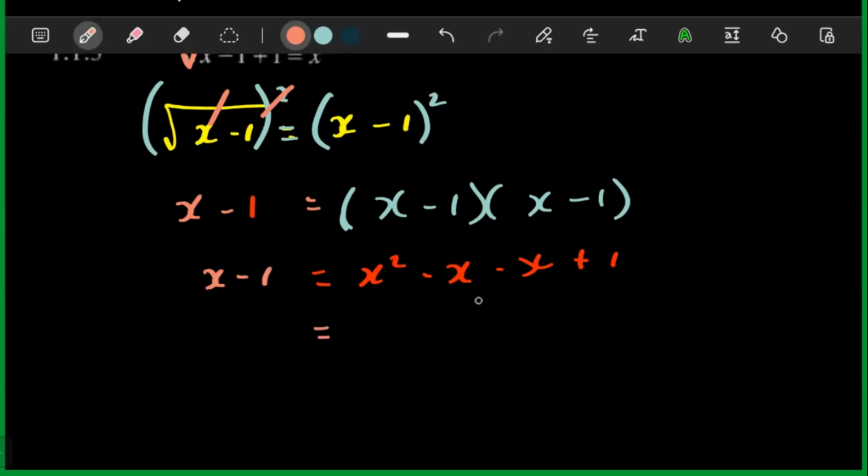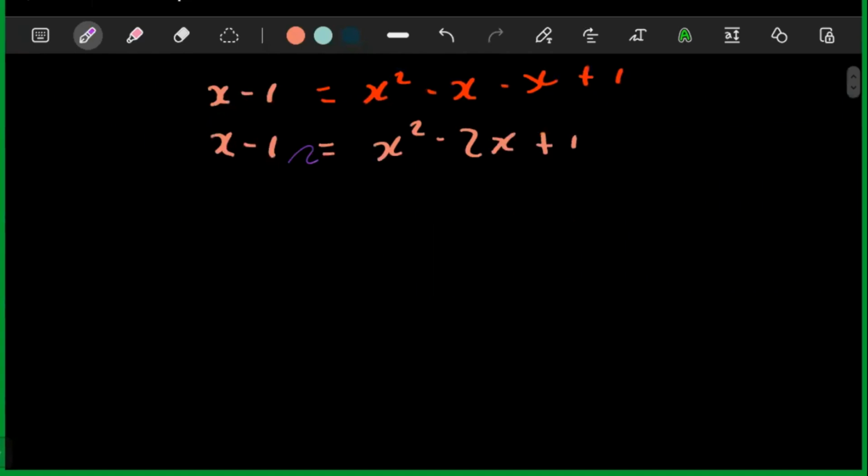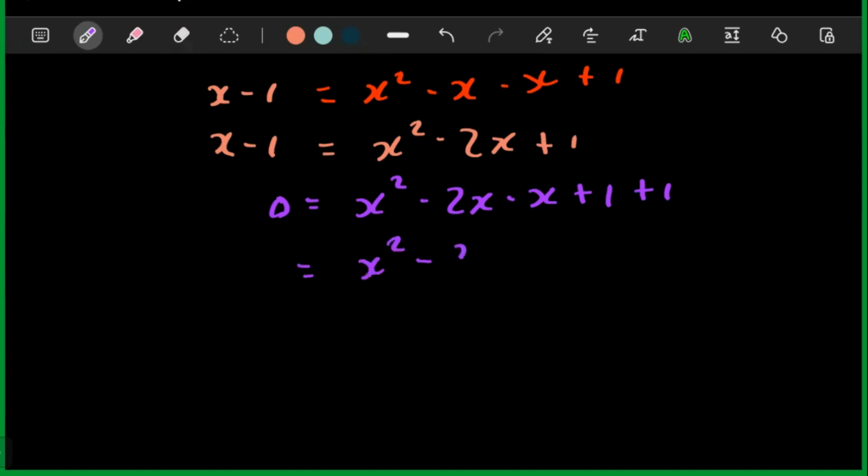And then this is x squared minus 2x plus 1. This is x minus 1. And then we are going to take everything on one side, leaving the left side with the 0. We're going to have here x squared, negative 2x minus x, and then plus 1, and plus 1 here also. So, with all this being said, we should have x squared, negative 3x, and then positive 2, equal to 0.